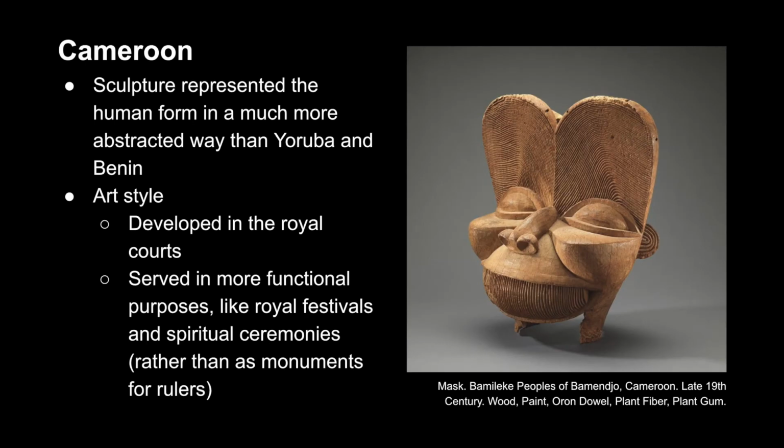In Cameroon, the sculptures actually represent the human form in ways that are far more abstracted than both Yoruba and Benin. We can see in this example here that while it's still very humanoid and does read as a face, the features are much more exaggerated and abstracted. This stylistically was developed in the royal courts and actually served more functional purposes, like being used for royal festivals and in spiritual ceremonies, rather than just as monuments for rulers.